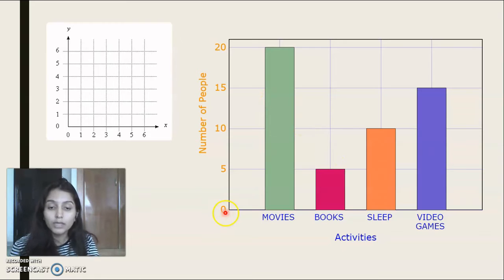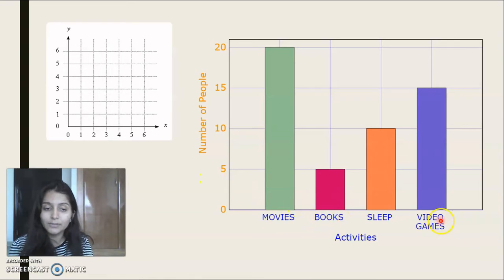Now, let's look at what I have written on the axis over here. So on my x-axis, I've written movies, books, sleep, and video games. What are these? They're just the names of the activities, am I right? But in this graph, my x-axis has numbers from 0 to 6. So you'll notice from this graph that the values on your x and y axis, so all of these words or all of these numbers, are the values, right?